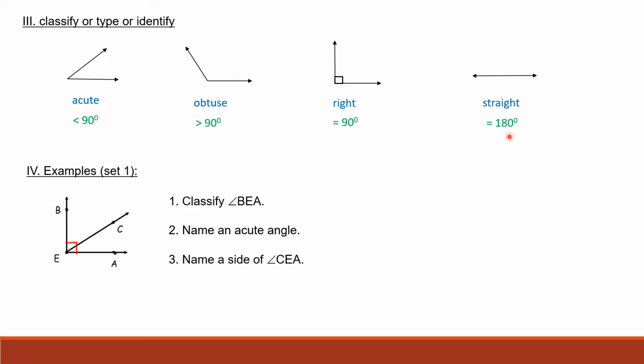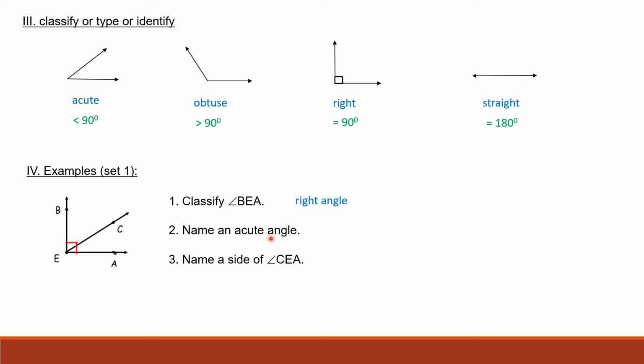Okay, so let's do some examples. First off, let's classify angle BEA. So it's kind of like saying what class of dogs is a beagle. We know a beagle is specific. So what kind of angle is angle BEA? Well, there's a right angle box, so it's a right angle.